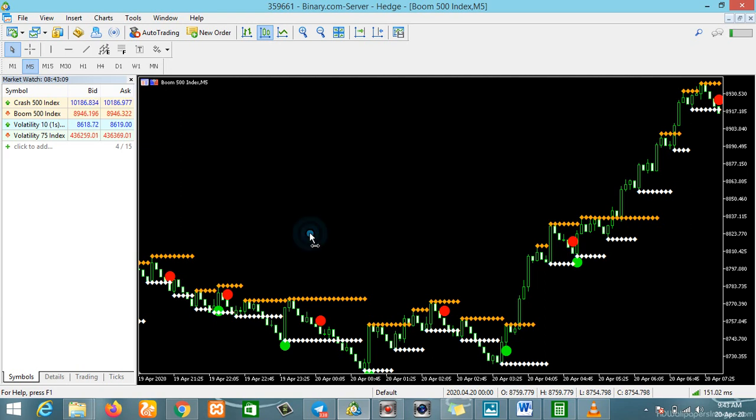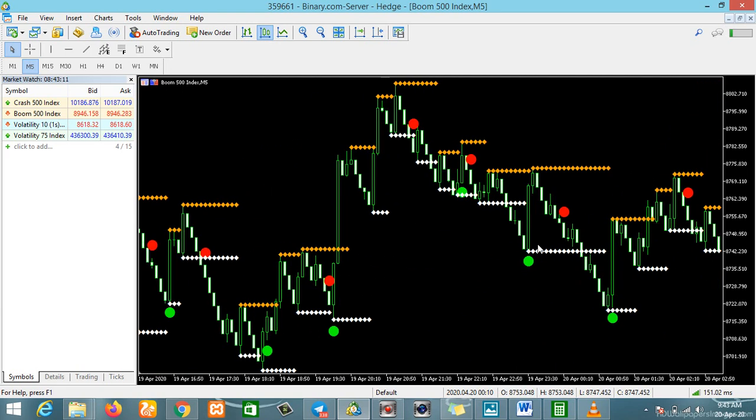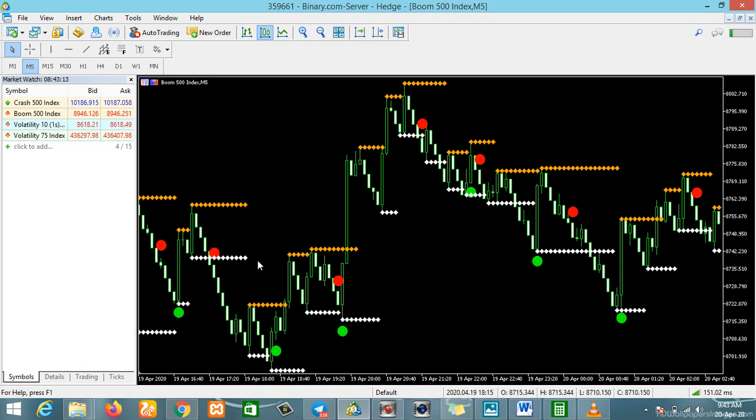So as we can see this interface right here, I've explained this indicator before, whereby you can use this to trade either boom and crash or volatilities. Basically, this indicator gives two indications: the downtrend and the uptrend. The red is the downtrend while the green is the uptrend.